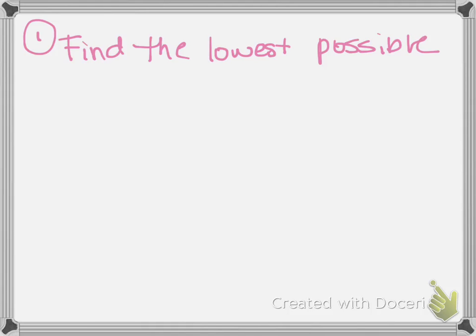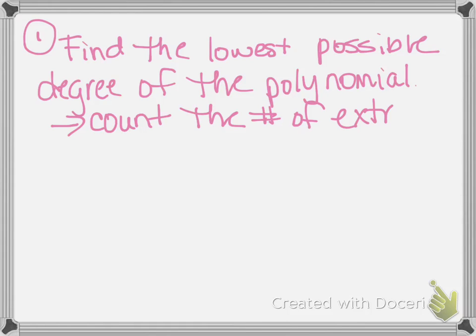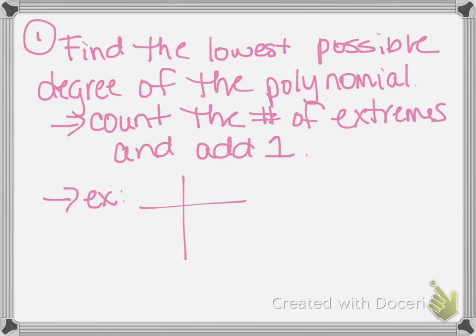So let's start out. 1, you need to find the lowest possible degree of the polynomial. And the way you do this is by counting the number of extremes and adding 1. Okay, so as an example, if you have something that looks like this, we already know this to be a cubic function. If you look at the number of extremes that are here, we have 1, 2. So 2 extremes plus 1 equals 3rd degree.